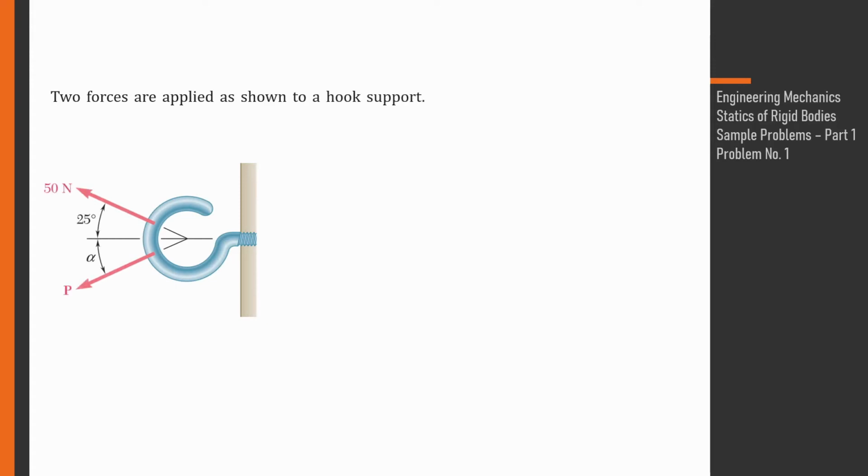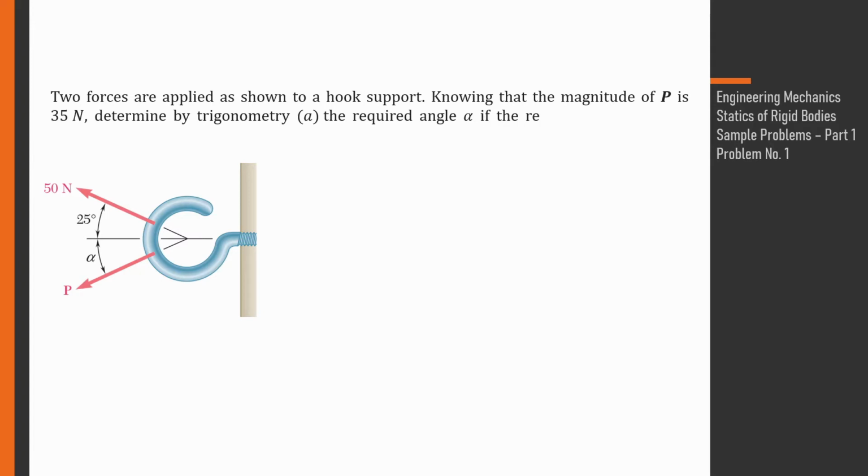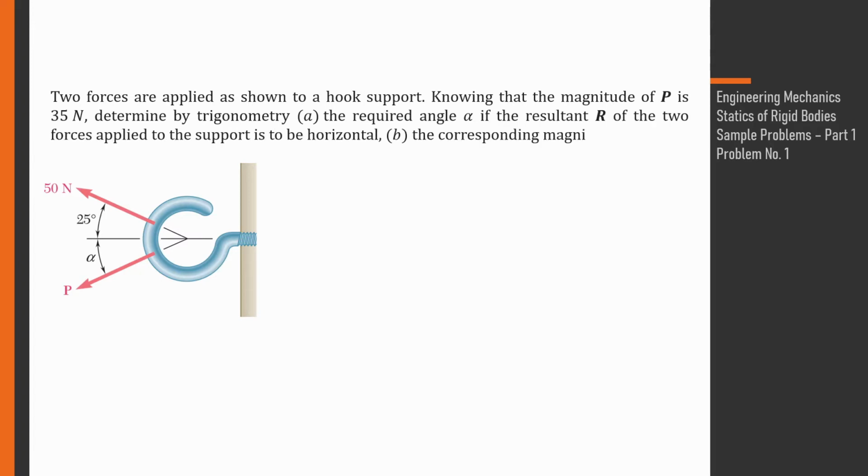Two forces are applied as shown to a hook support. Knowing that the magnitude of P is 35 newtons, determine by trigonometry the required angle alpha if the resultant R of the two forces applied to the support is to be horizontal. And then the other one is the corresponding magnitude of R.